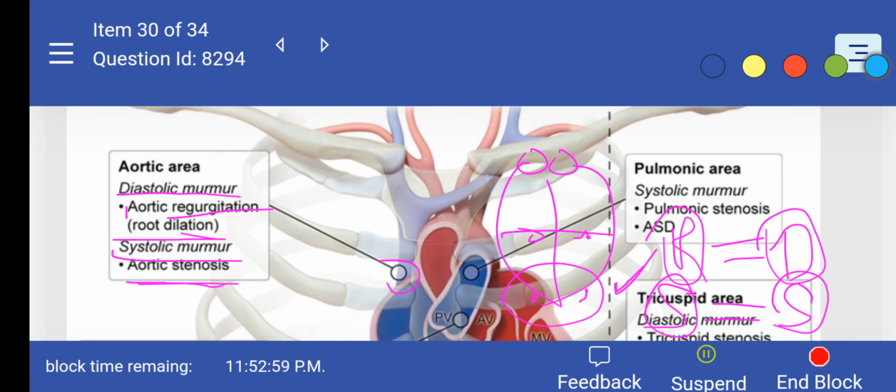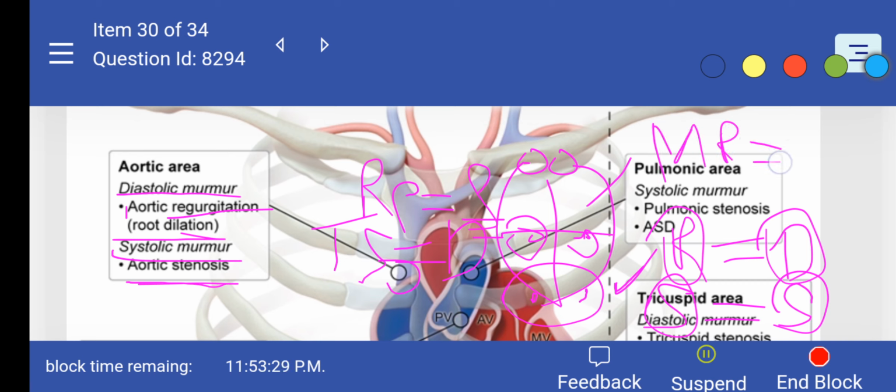Systolic murmur. But this is the opposite in the case of the mitral and tricuspid valves. Over here, if there is regurgitation, like tricuspid regurgitation, that would produce a systolic murmur, right? But if there is tricuspid stenosis, that would produce a diastolic murmur. Same over here. If there is mitral regurgitation, that would produce a systolic murmur. If there is mitral stenosis, that would produce a diastolic murmur. Simple, right? Okay.